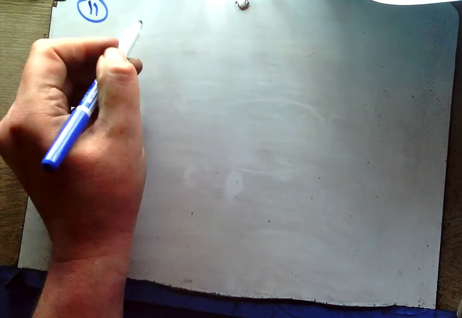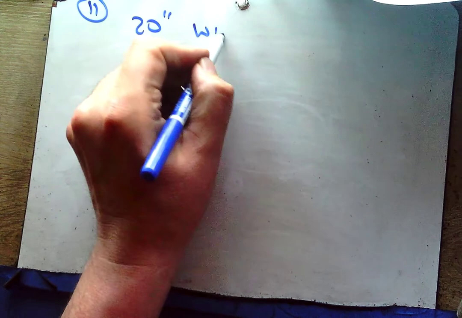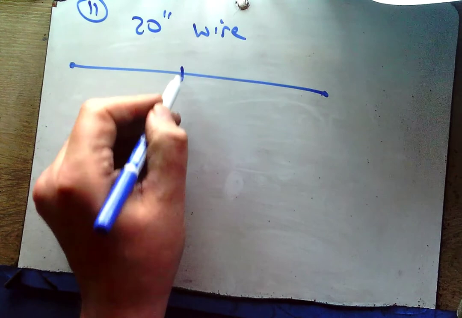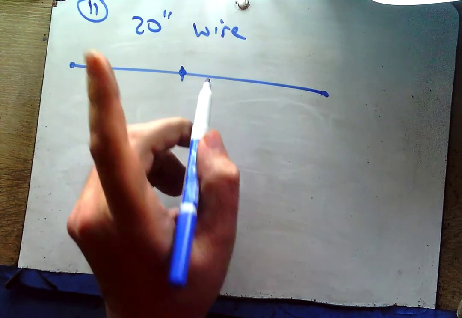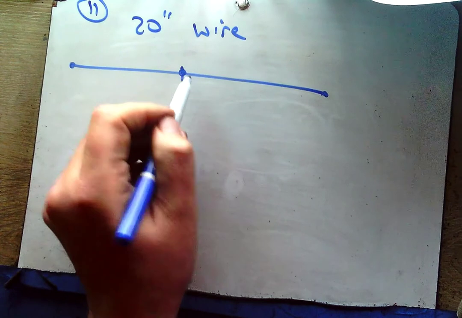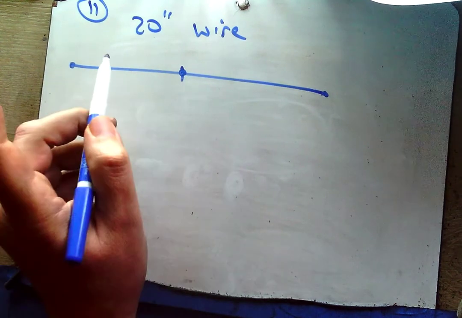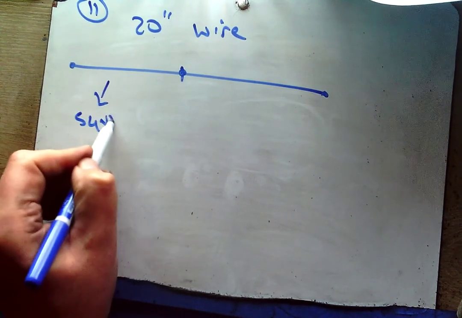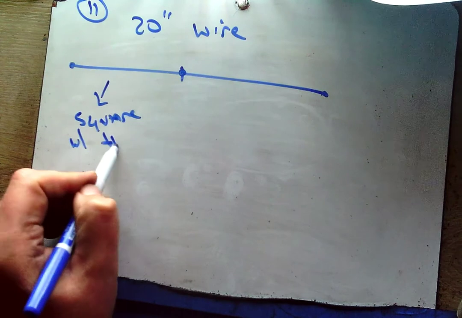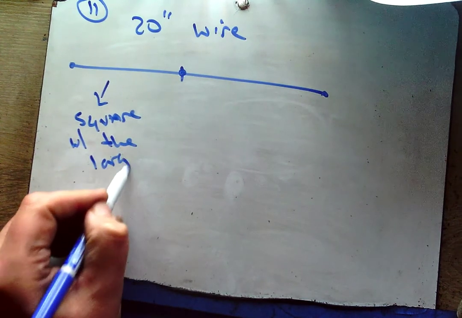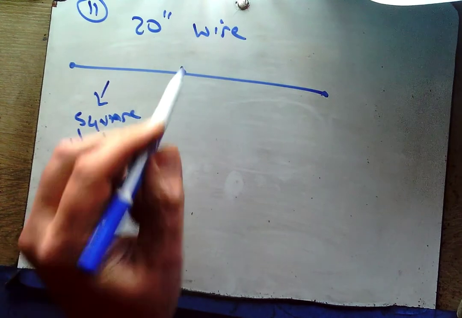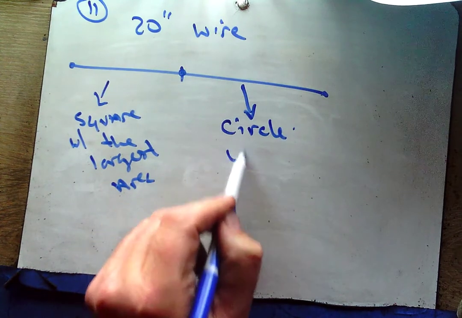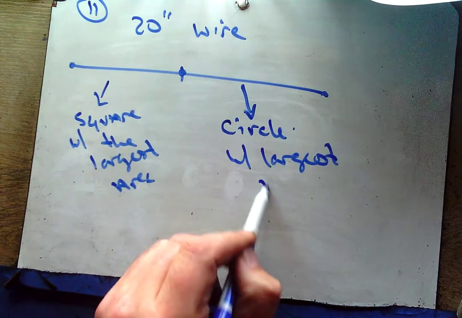And I'll explain why at the end. You have 20 inches of wire, okay? You got a big piece of wire. And you're going to cut that wire somewhere. And what you want to know is, where do you cut the wire in order to take this piece and turn it into a square with the largest area, and this piece you're going to turn into a circle with the largest area.